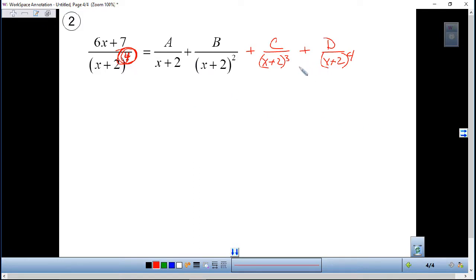So then when you come back and you would actually end up solving this, this a right here is going to have to be multiplied by (x+2) to the third power. Remember, you're getting a common denominator. And this b would have to be multiplied top and bottom by (x+2) quantity squared. And the c would be multiplied top and bottom by (x+2). And the d on the end would not have to be multiplied by anything because it already has its common denominator.